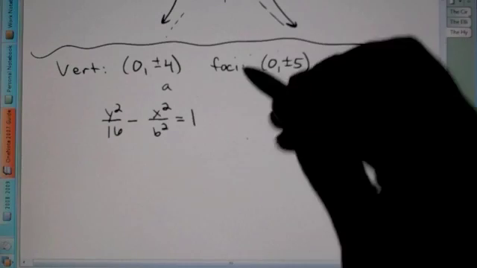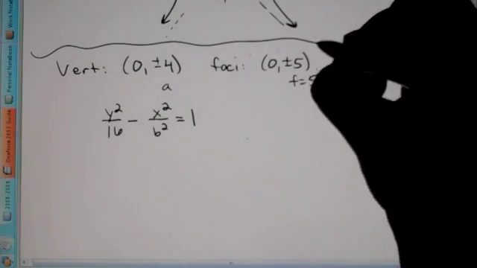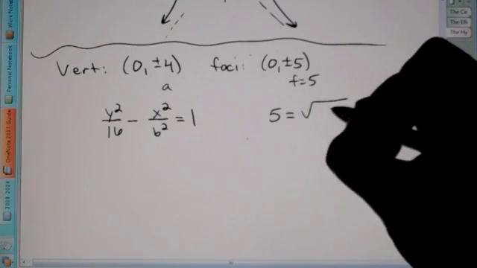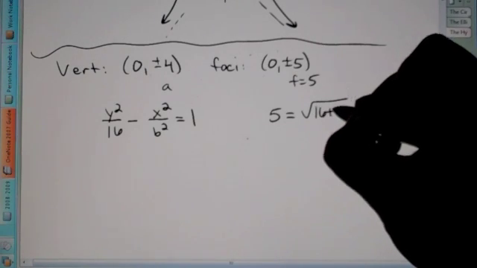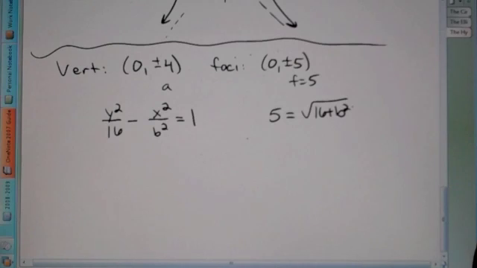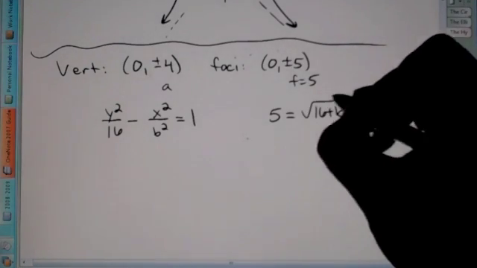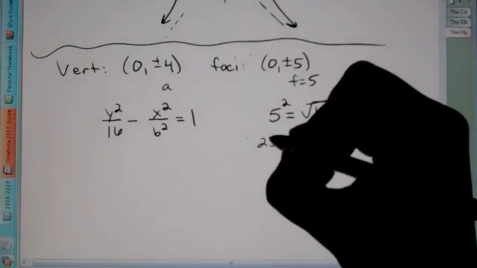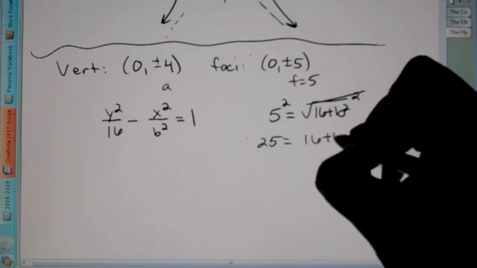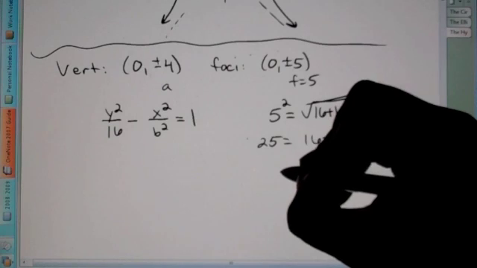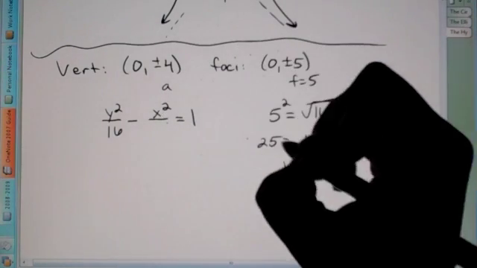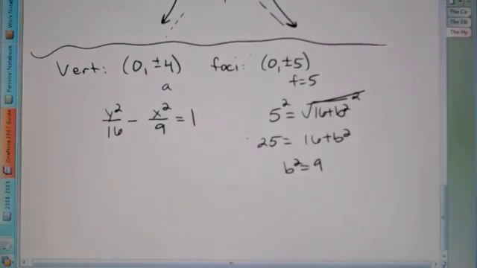And again, the way we find that out is we know f here is 5. We say f, which is 5, is equal to the square root of a squared plus b squared. So now we need to get b squared by itself. So the way you get rid of the root is square it. So we have 25 is equal to 16 plus b squared. Subtract the 16, you get b squared is equal to 9. So we're going to get rid of the b squared, and substitute a 9 in. So here goes our equation.